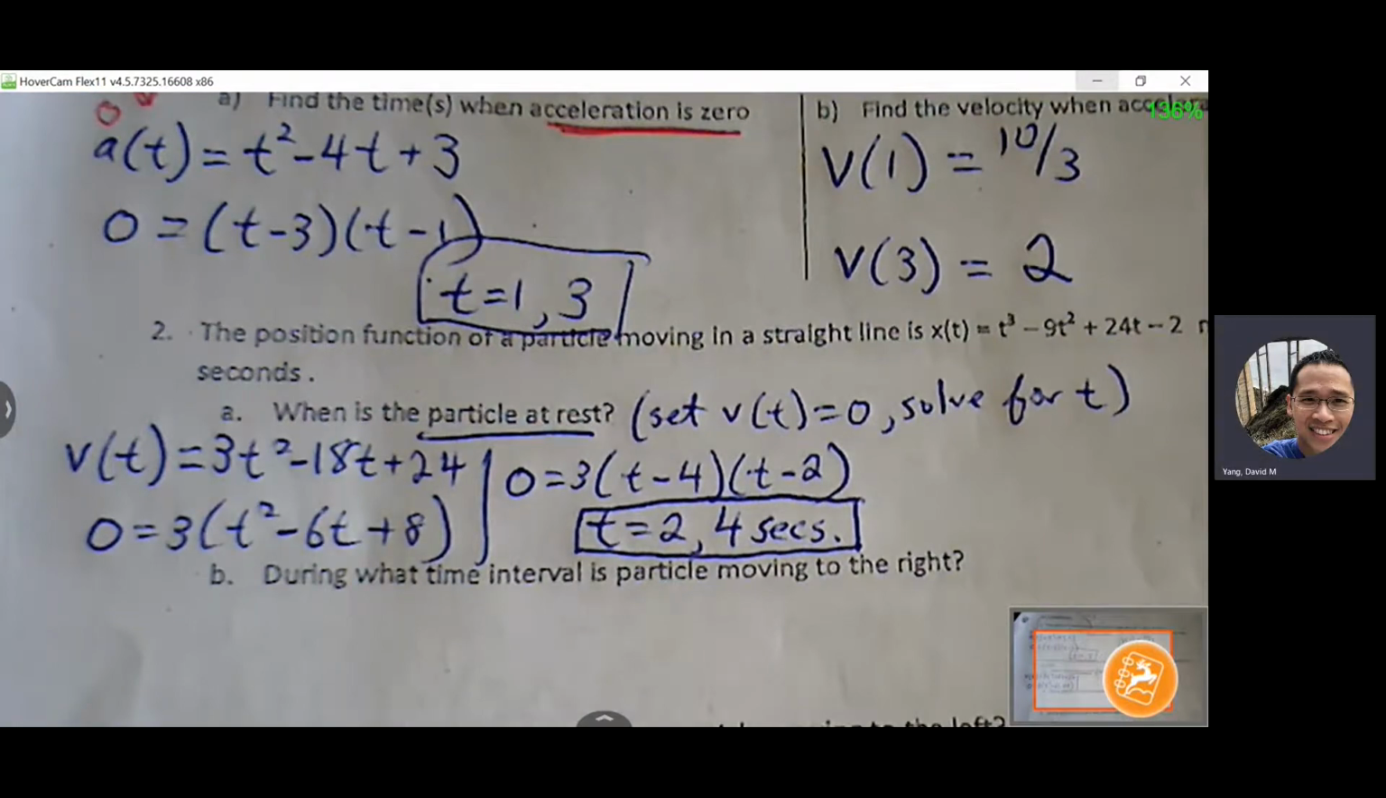Factor the three out, continue with trinomial factoring, solve for t. This particle is motionless when the t time value is 2 and 4 seconds. Questions for today?